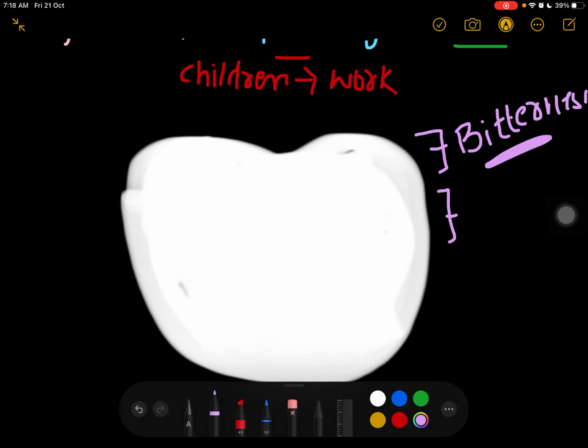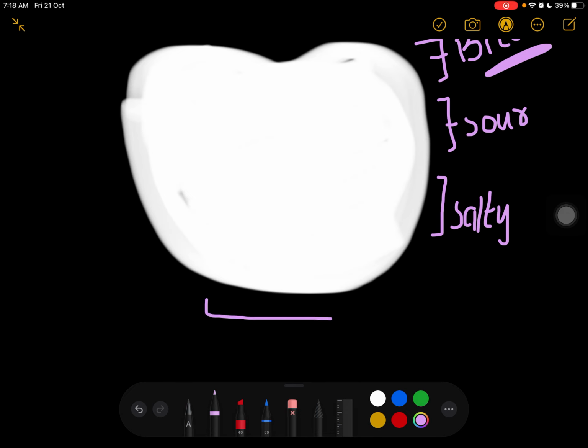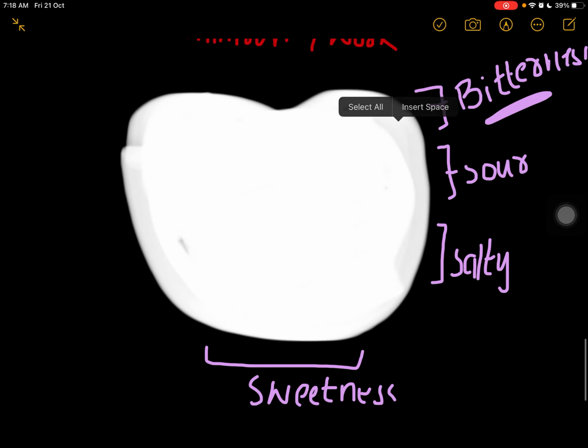Then this one region is responsible for the sourness. This is for salty, and this one region is responsible for the sweetness. So this one region is responsible for the bitterness, this one for sour, this one for salty, and this one for sweetness. So now let's place these papillae.